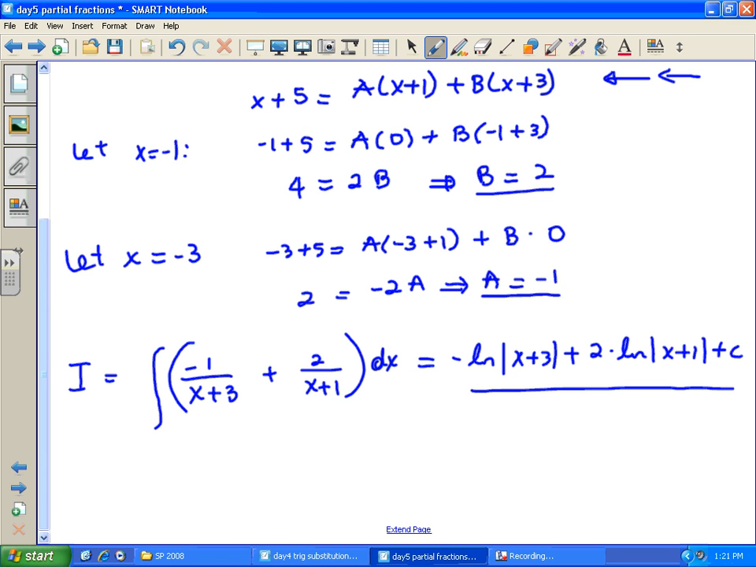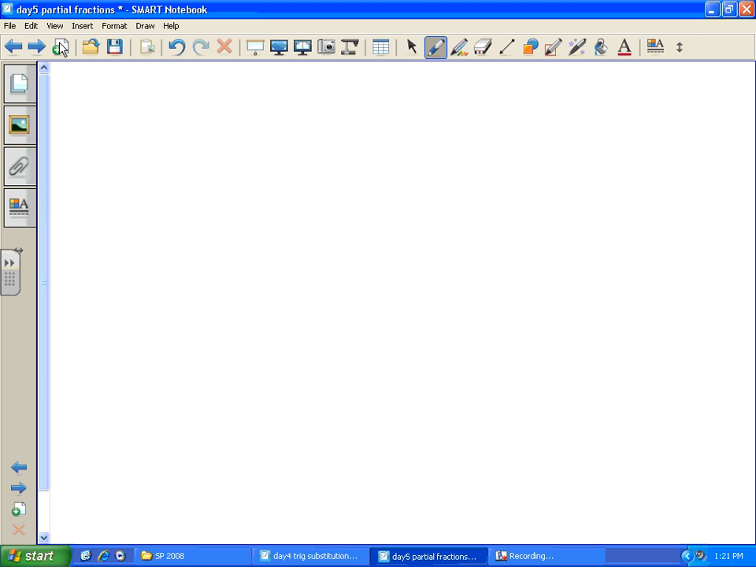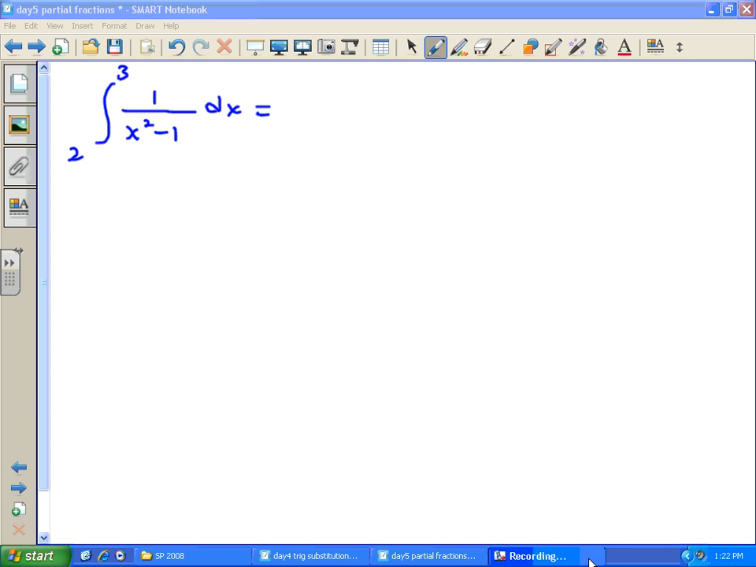Okay, let's go ahead and integrate this next example. Everybody got that one? Okay. Integrate the sum with limits from 2 to 3 of 1 over x squared minus 1 dx. Okay, let me give you a few moments to do this one, then we'll discuss together.